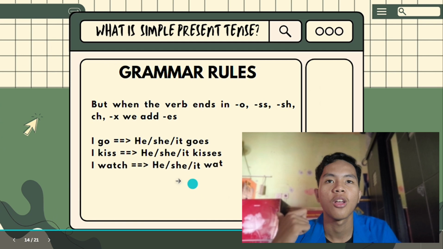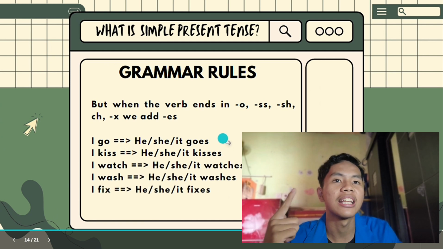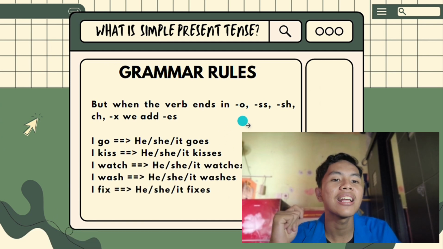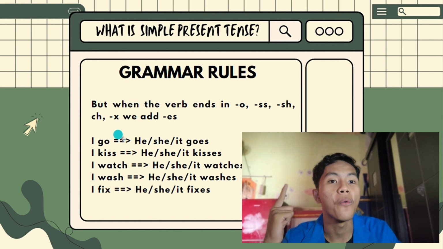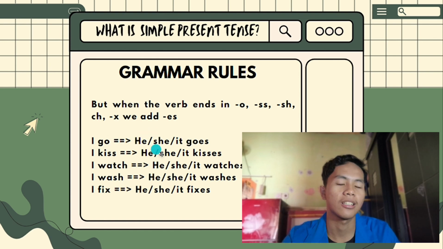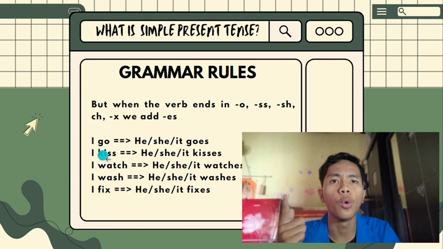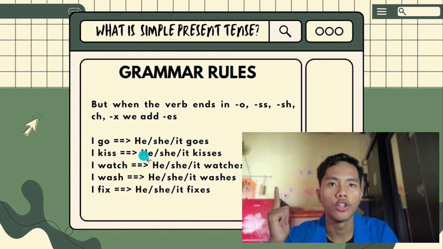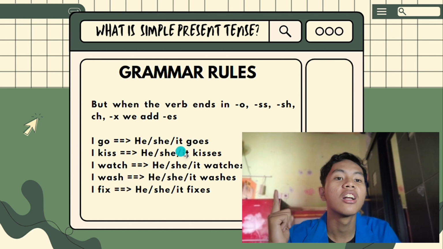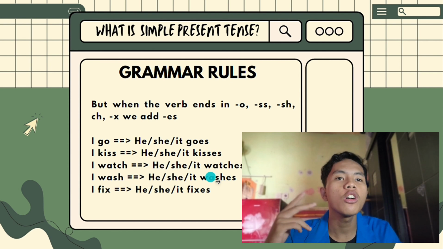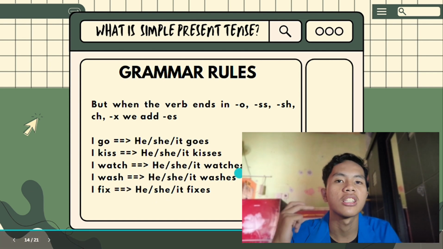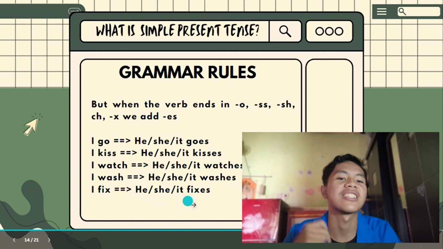So next, when the verbs end in o, ss, s, sh, ch, x, we add es. So I go. If we use he, she, it, it is goes. I kiss, kisses. I watch, watches. I wash, washes. And I fix, fixes.